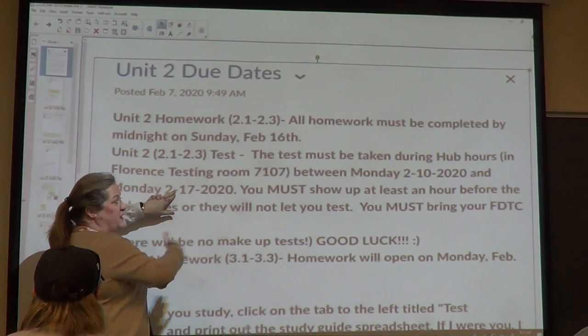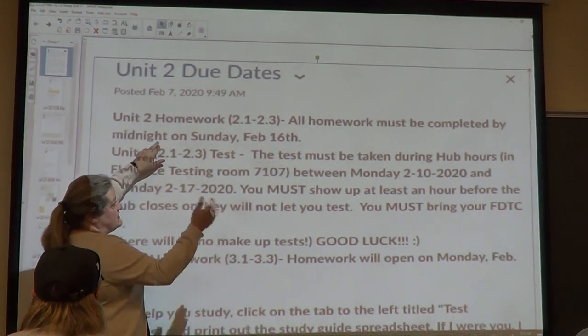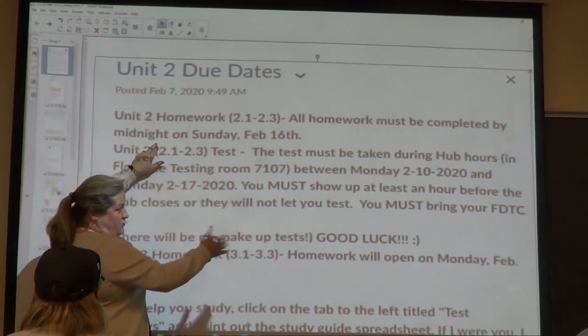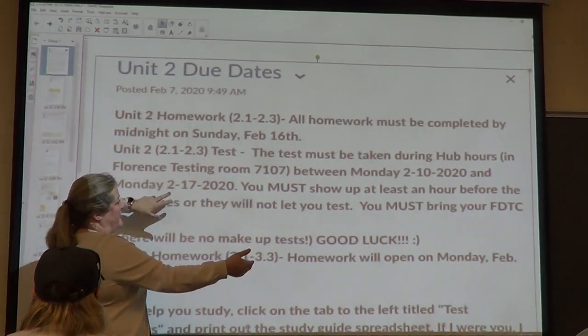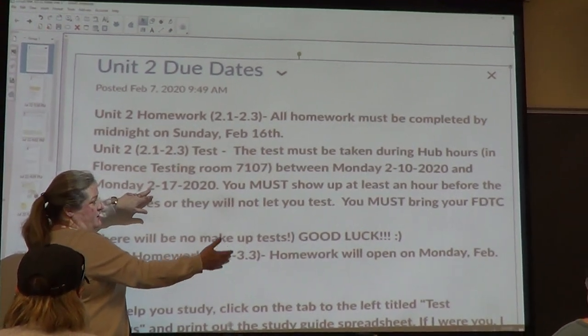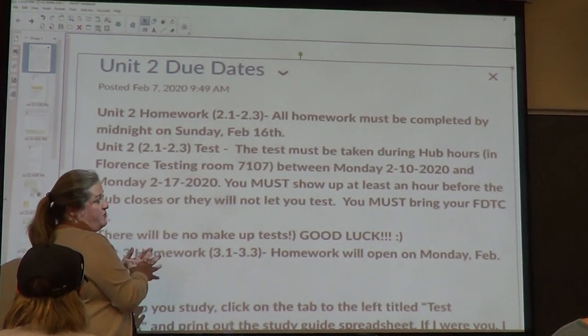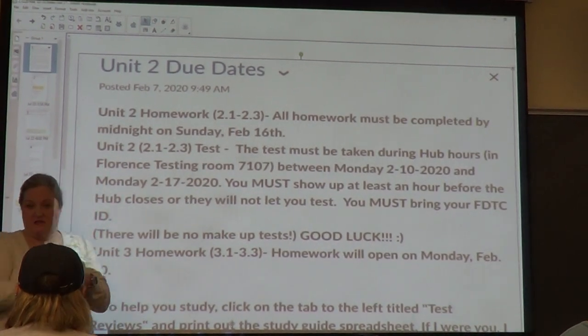So you have Monday to take the test. Your homework is due Sunday at midnight. You can do your homework on Sunday up through midnight, and then your test for chapter two is due Monday when hub closes. And remember, you have to start the test at least an hour before the hub closes, okay?